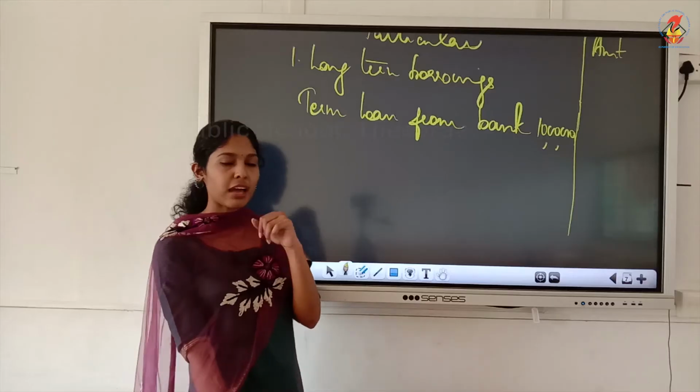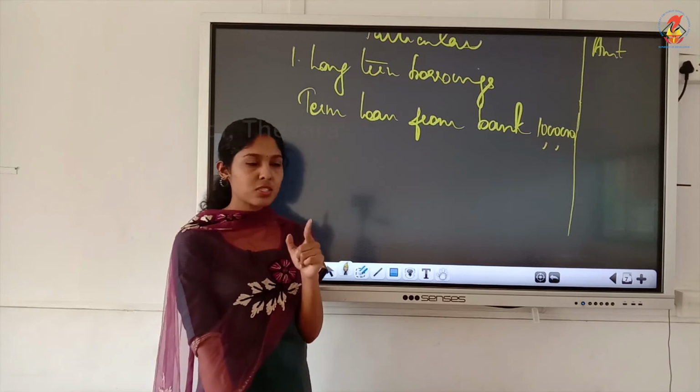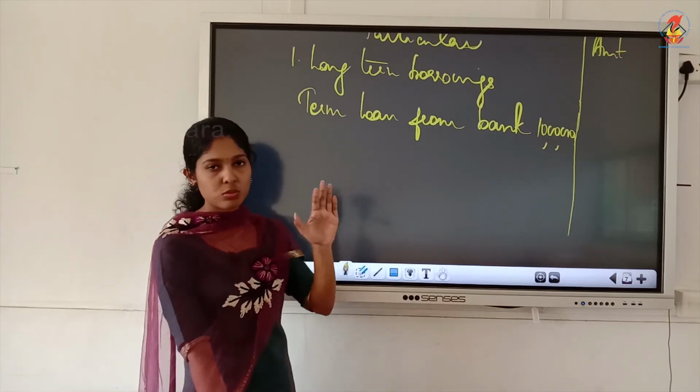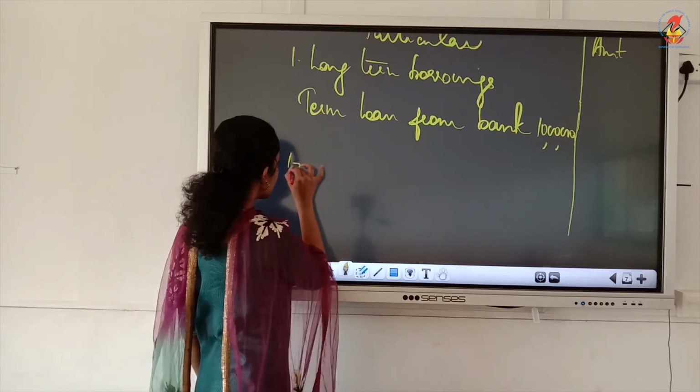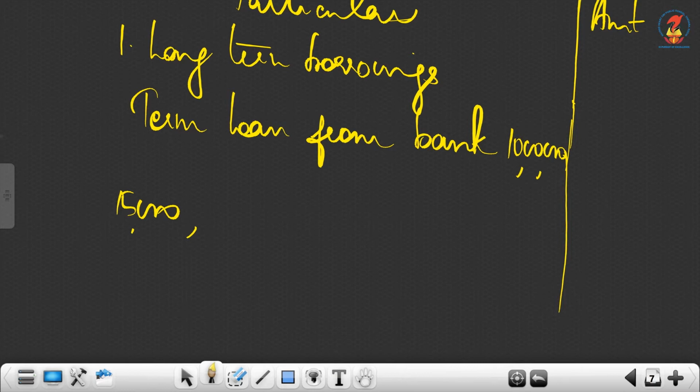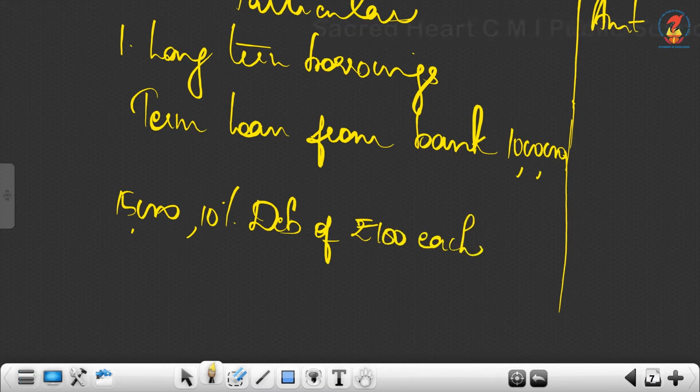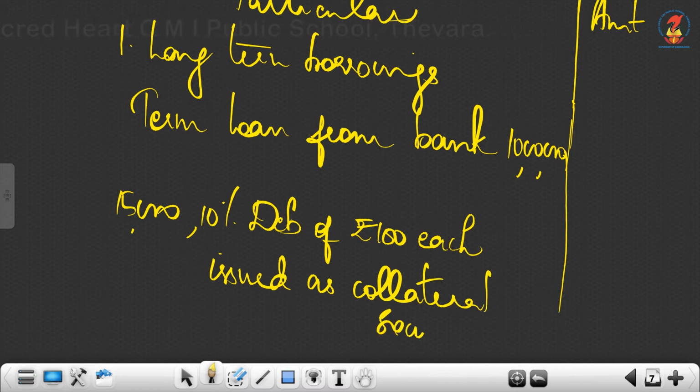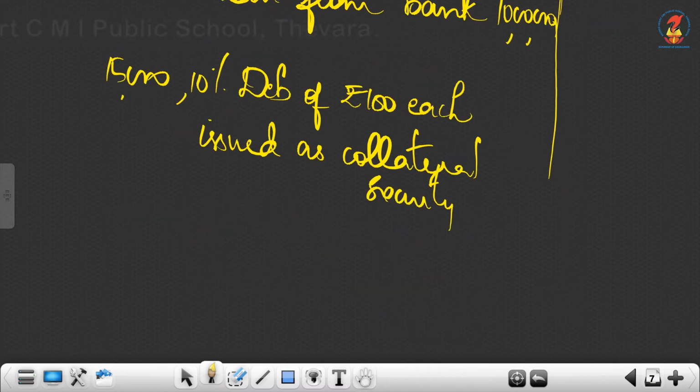Now what we have to do is we have issued debentures, and in the previous method we just showed within brackets that we issued 15,000 debentures. Now what we have to write is 15,000. Always attach the rate of interest. Suppose the rate of interest you take as 10%, that's just an assumption. 15,000 10% debentures of rupees 100 each, issued as collateral security. So now the figure will be 15 lakhs. 15 lakhs is the amount for which you have issued debentures.